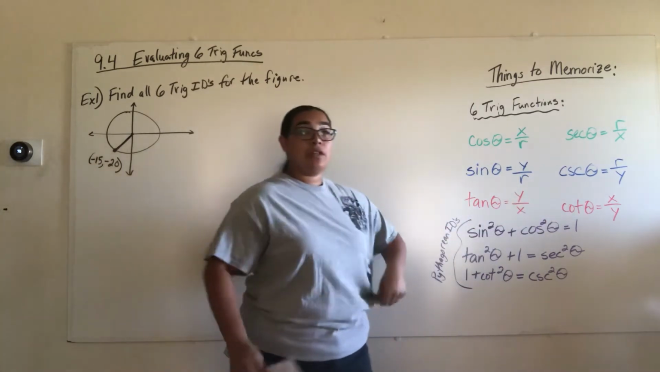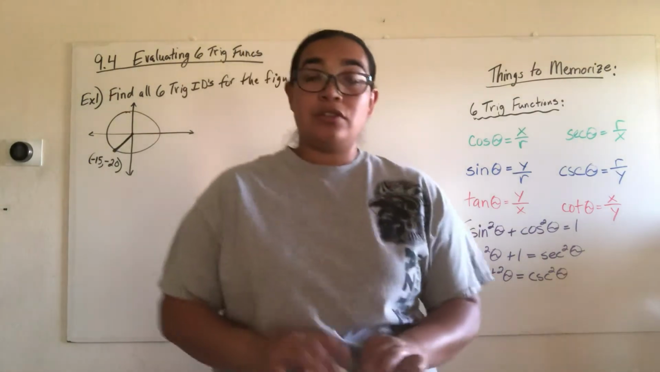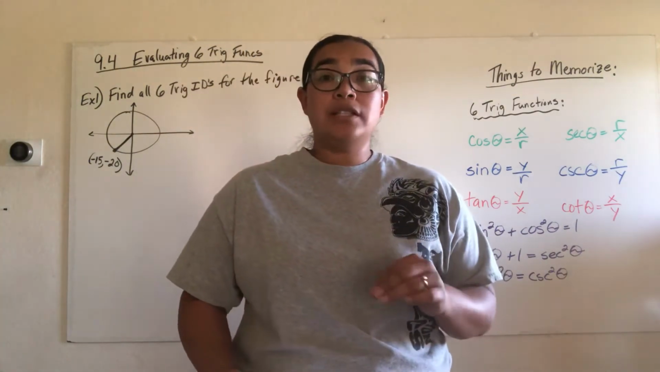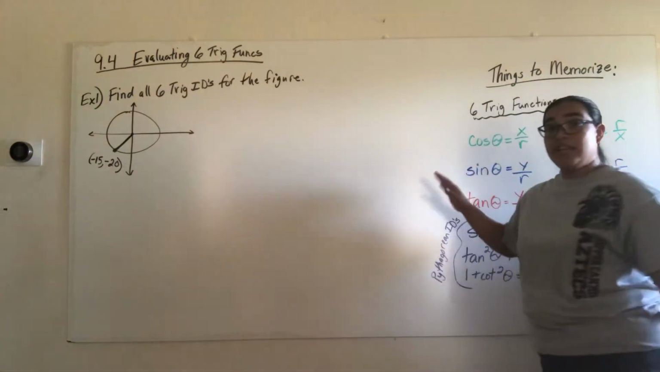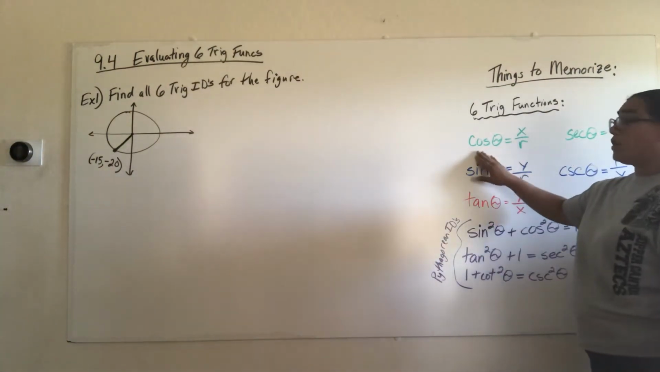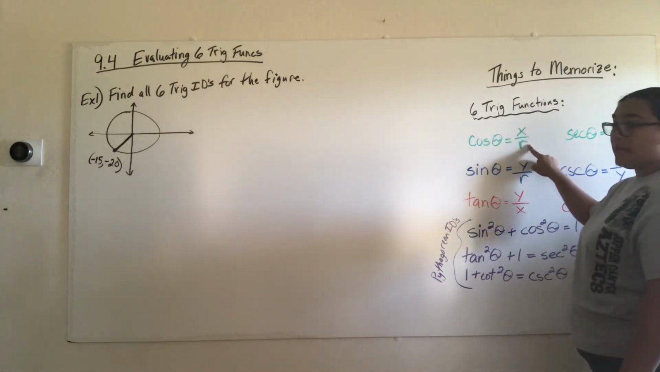Now here's the thing I really want you to pay attention to. In the past, when we were doing the unit circle, everything was over 1, so it didn't sound too strange. Now you're getting used to things that are not 1. So the formula for cosine, remember cosine still is x. So this is x over the radius.